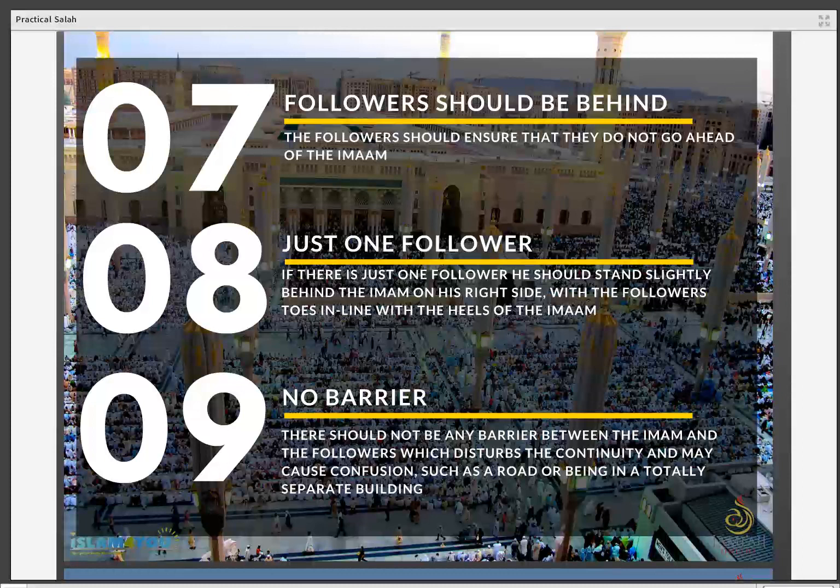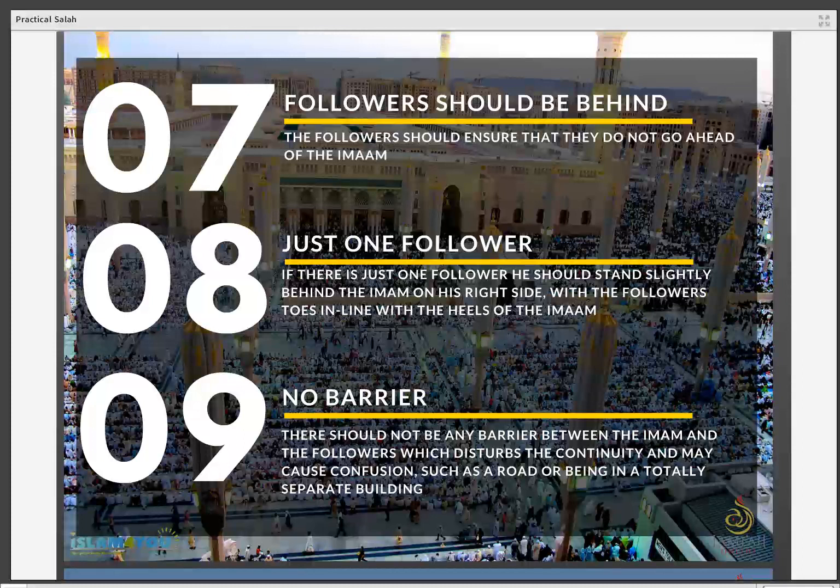Then what happens when we have just one follower? If there are a few followers, we will stand behind. If there's just one follower, then he will stand on the right side of the Imam, slightly behind the Imam, in a way that the follower's toes should be in line with the heel of the Imam. So that is how we will perform the prayer when there's just two, just the Imam and one follower.